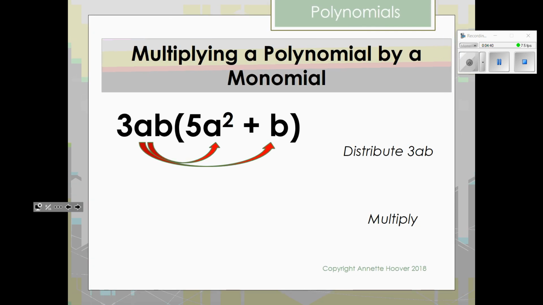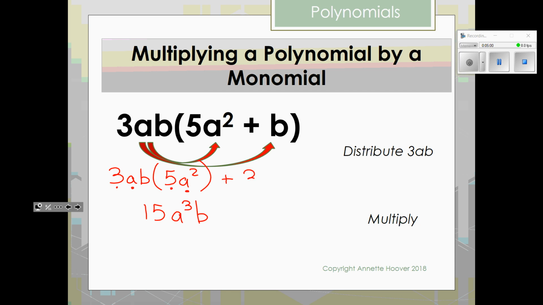Another practice, we have the term outside, 3ab multiplied times the first term, 5a squared. When multiplying that, we do 3 times 5, which is 15. We do a to the first times a to the second and add the exponents and get a cubed. And then we have times b.